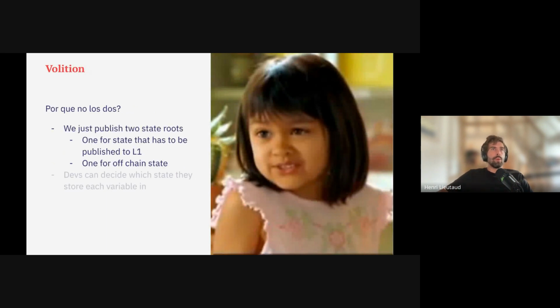Now, something in the middle is Volition. Why not both? Why couldn't we have the best of both worlds, right? Maybe instead of having one state, we could have two states: one state where things need to be pushed to L1 and one where things don't need to be pushed to L1. That way we can accommodate both people.